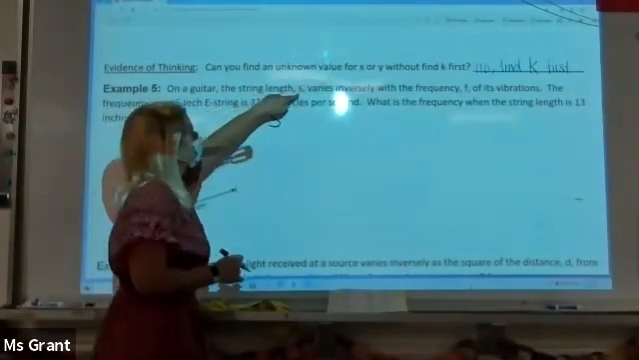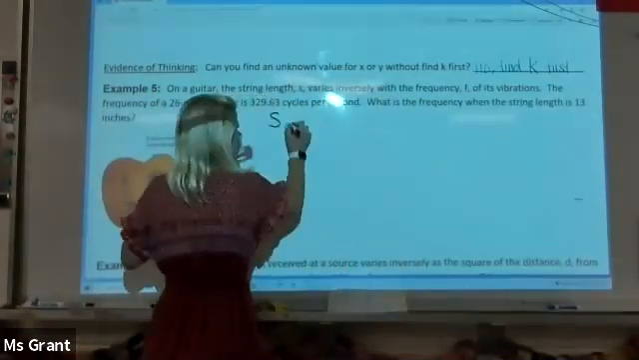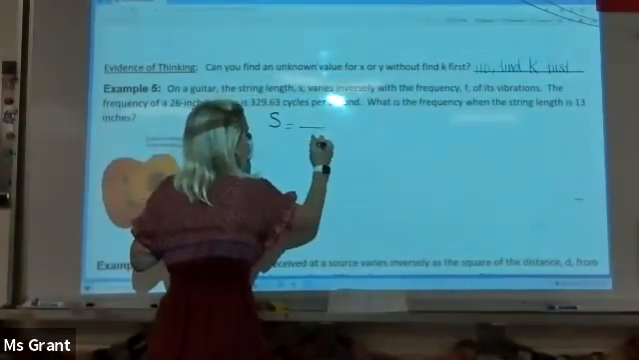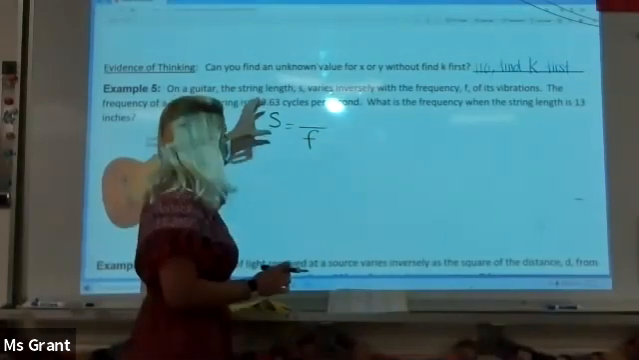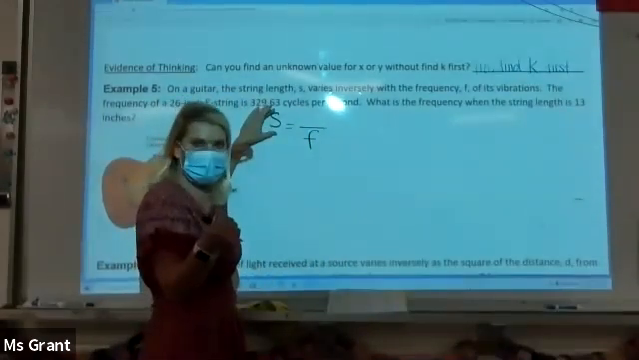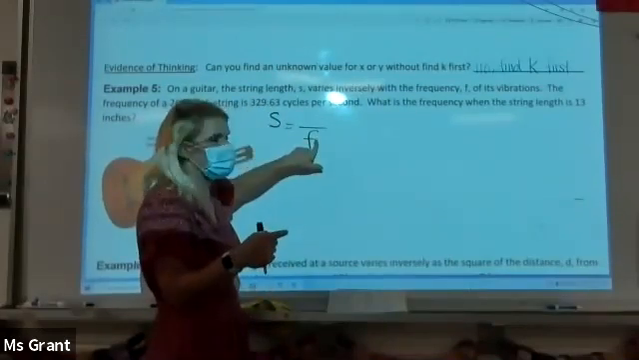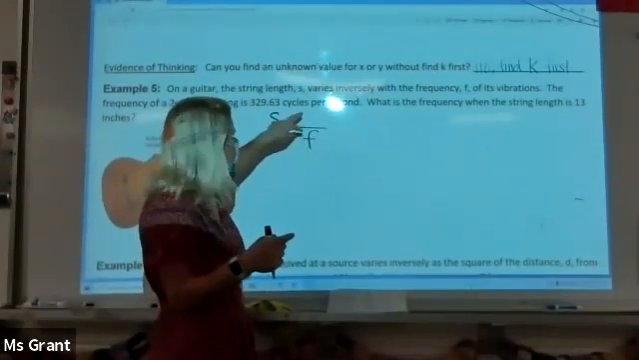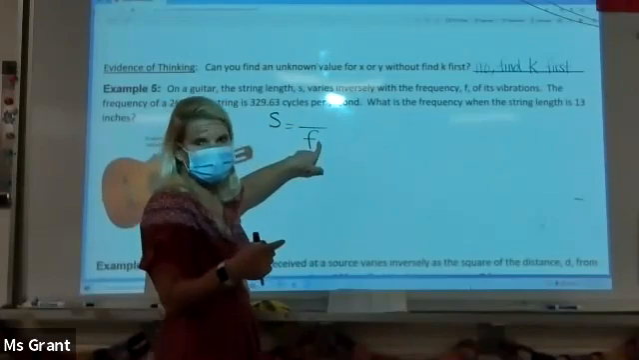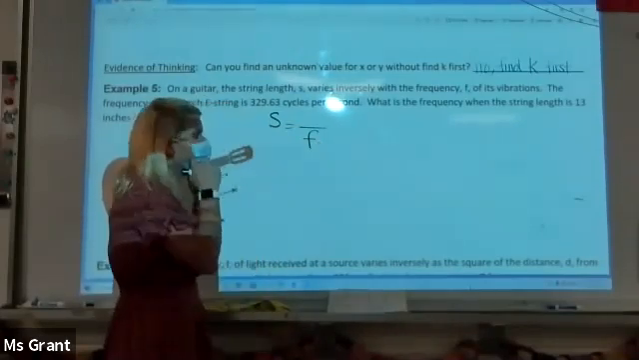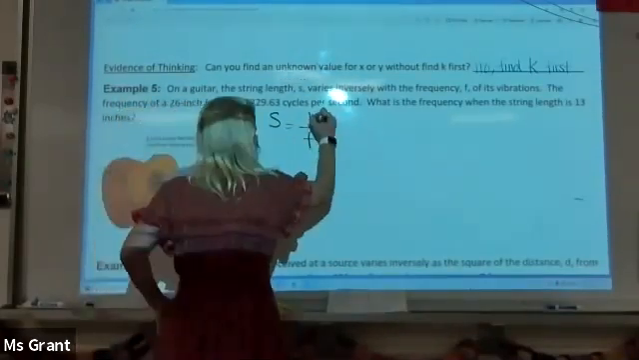The string length varies inversely. That means inversely, F is at the bottom. String length was written first in the math problem. So string length varies inversely as, so inverse, F goes on the denominator. K always goes on the numerator.